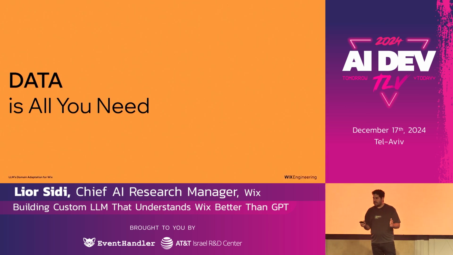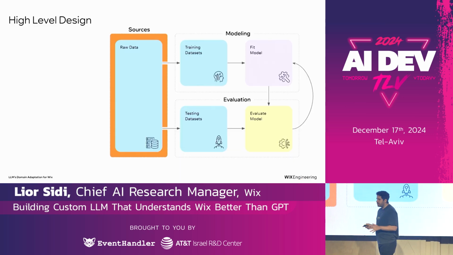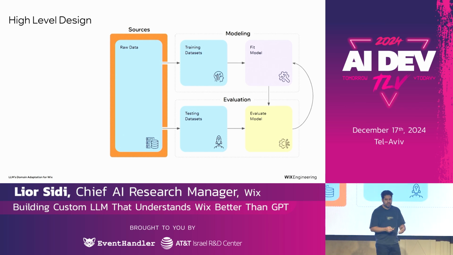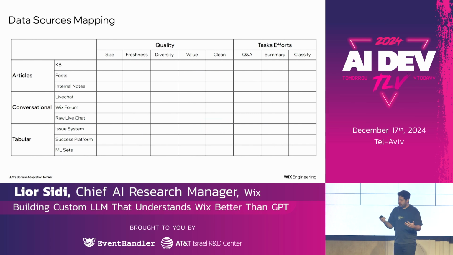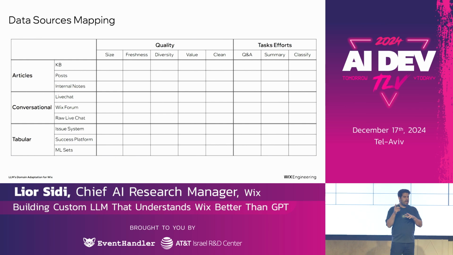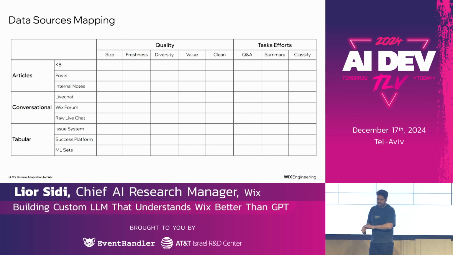So let's understand how we are doing that. We have our evaluation mechanism. We know how to estimate the model. Now let's look into the data. The first thing that we have done in our company, and something that we maintain but encourage most of you to do, is mapping your different raw data sources. We have three families: articles, conversational, and tabular. Each one of them has a lot of different data sets. These are just examples. And we want to categorize them into two types of measurements. One is quality, and the other is the effort that it requires to generate a task out of this data set.